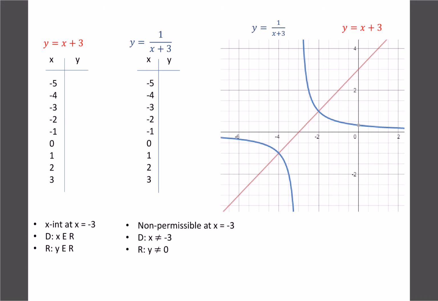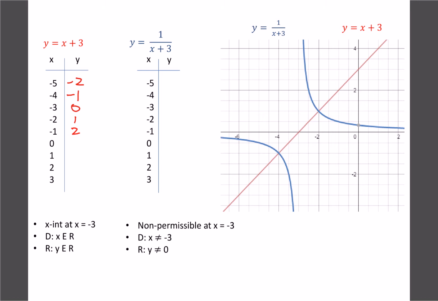If we plug -5 into the linear graph, we'd have -5 plus 3, which gives you -2. Plug in -4. -4 plus 3 gives us -1. -3 plus 3 is 0, and so on. We just keep going. You can see we basically just go up by 1 each time. Okay, so that's pretty simple.